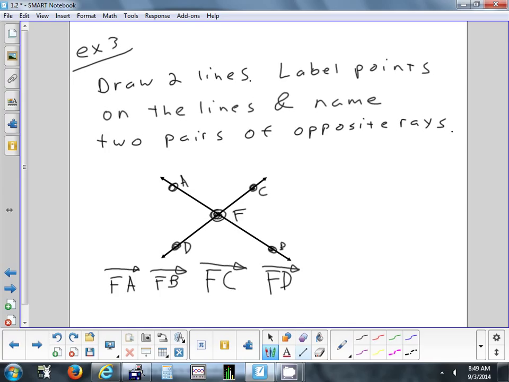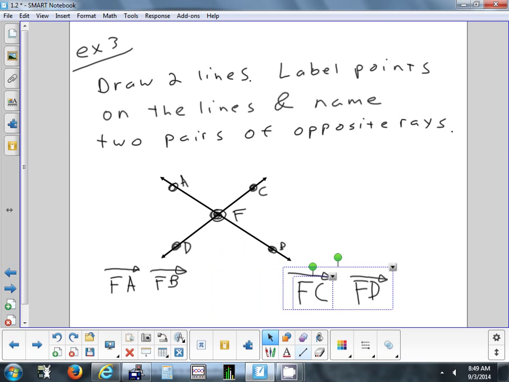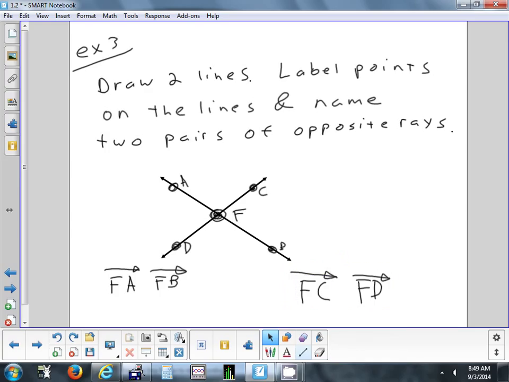Okay, the only thing I would do is, I don't know if we can, but yeah, either just take these two and move them over a little bit just so I know that you have 2 different pairs, or draw a line between them, but that's perfect. So ray FA, FB, FC, and FD. And he labeled 5 points, which is exactly how many you need to label in this problem. Very good. Okay, any questions on that?